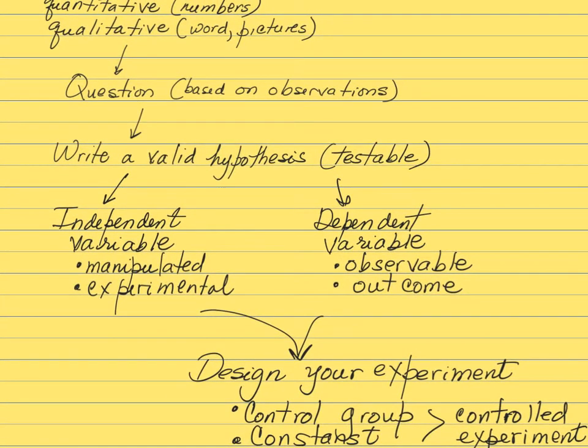You need the independent and the dependent variable. Independent is the one that you're going to manipulate on purpose. That's why it's also called the manipulated one or the experimental one, because that's the one that you have control over as the experimenter. The dependent variable is going to change throughout the experiment as a response to the independent one, and it is the outcome, the result that you're recording. That's why it's also called the observable, the outcome.